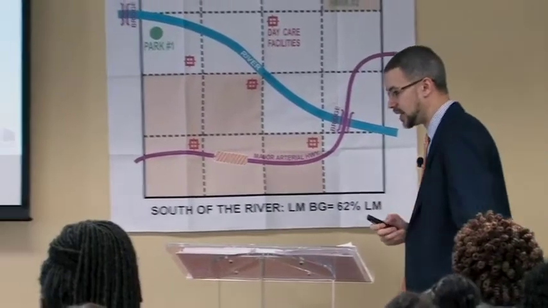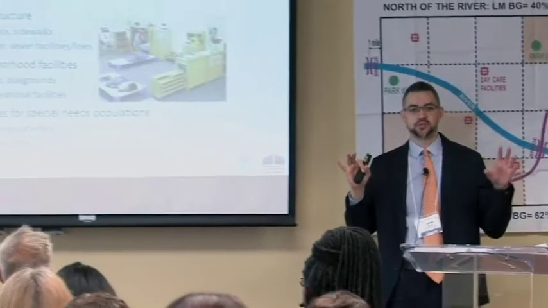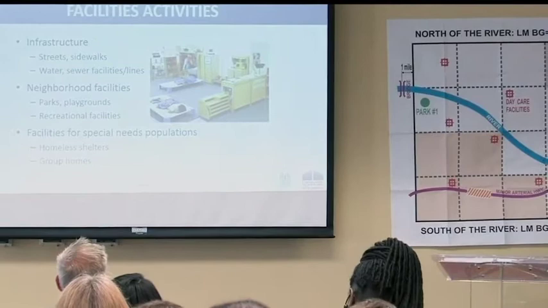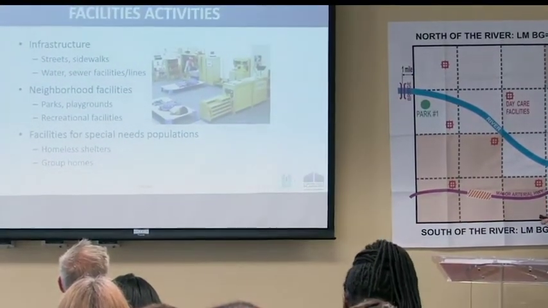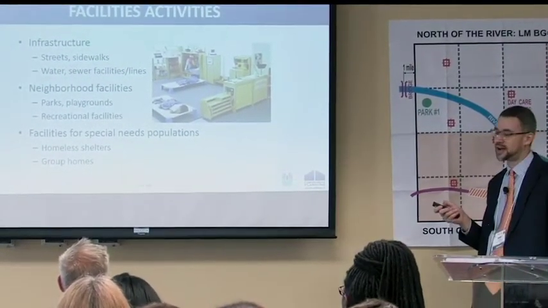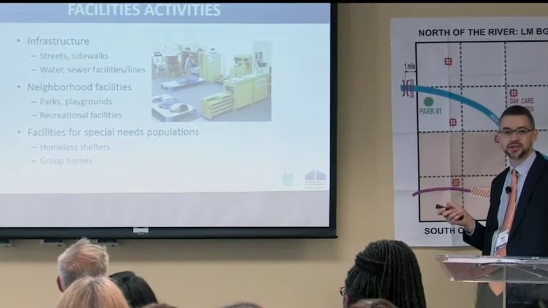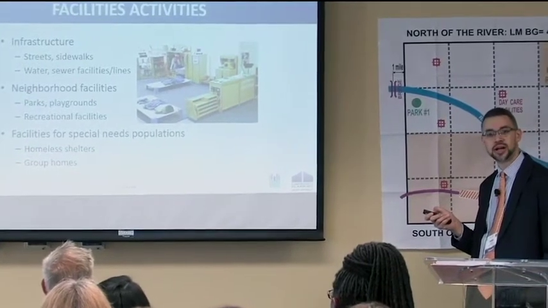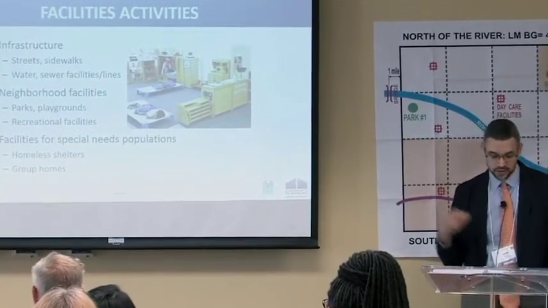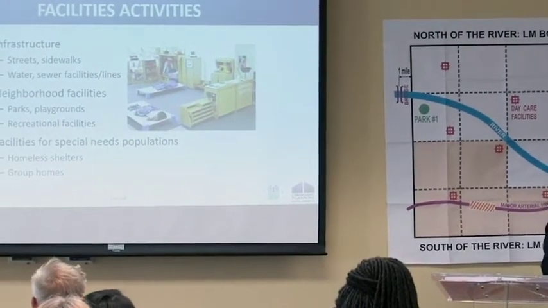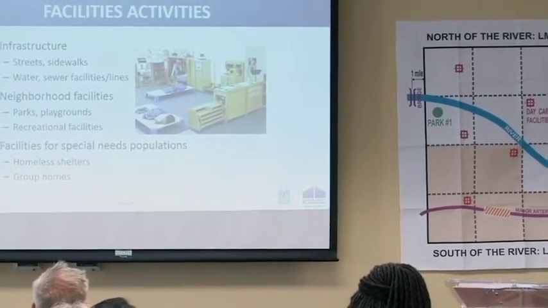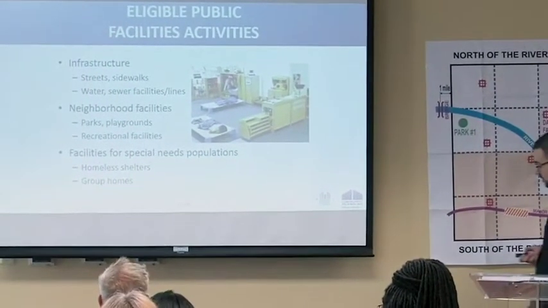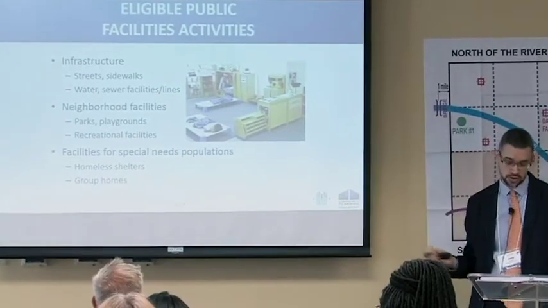All right. So the best way to think about public facilities improvements is in three categories, right? Category one is infrastructure type improvements. The best way to break infrastructure down is to think about concrete: your streets, your sidewalks, your parking facilities, and then your water, your sewer lines, your waste facility connections, those lines that carry that out. Those are all eligible infrastructure type activities. Street lights, all those things are eligible.